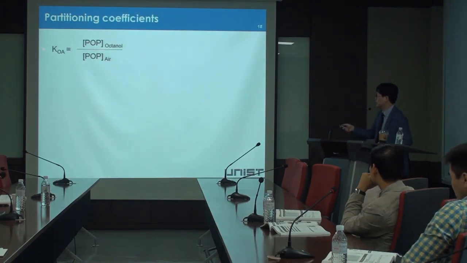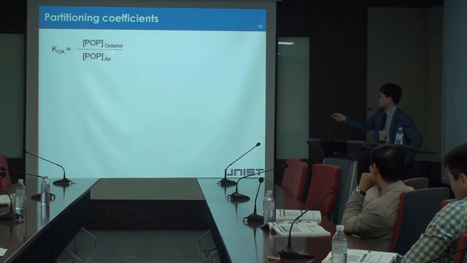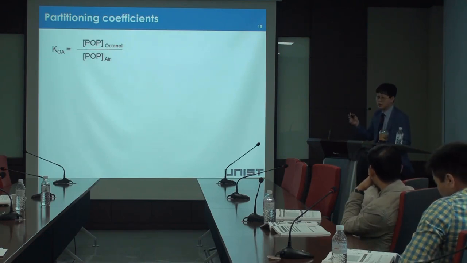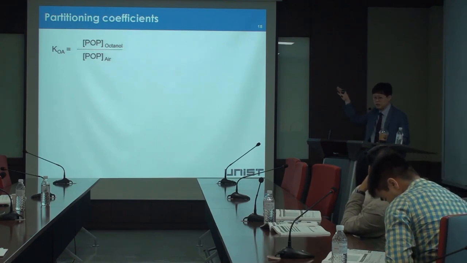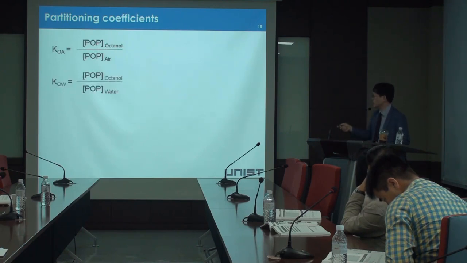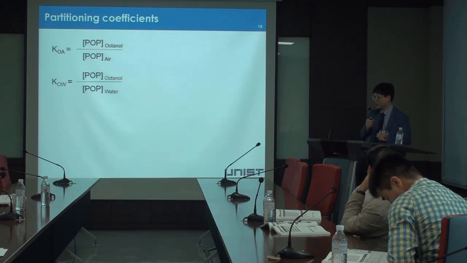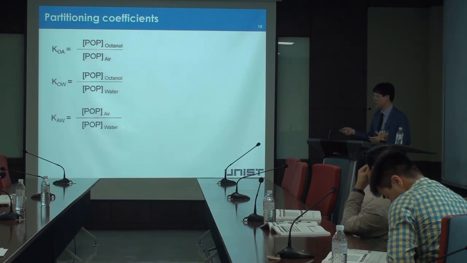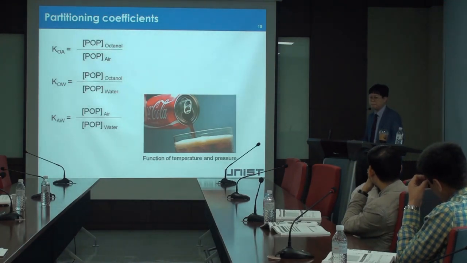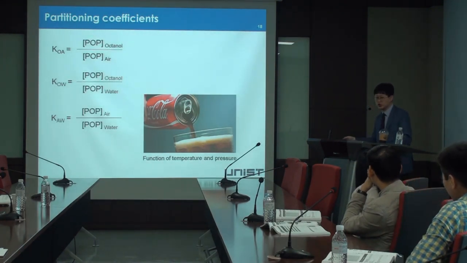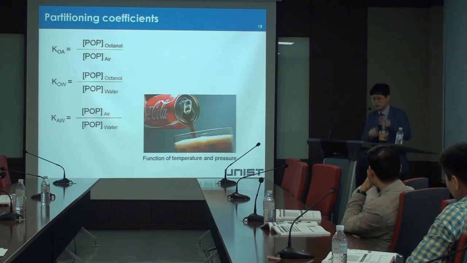For example, KOA is the concentration ratio between octanol and air. If this value is very high, it means that the chemical is not so volatile in the air; it has a tendency to be contained in body lipids. KOW is the ratio between octanol and water, and from this value we can judge whether a chemical is water soluble or not. And this one is air and water, KAW: for example, CO2 dissolved in water can evaporate into the air. This is air-water gas exchange.